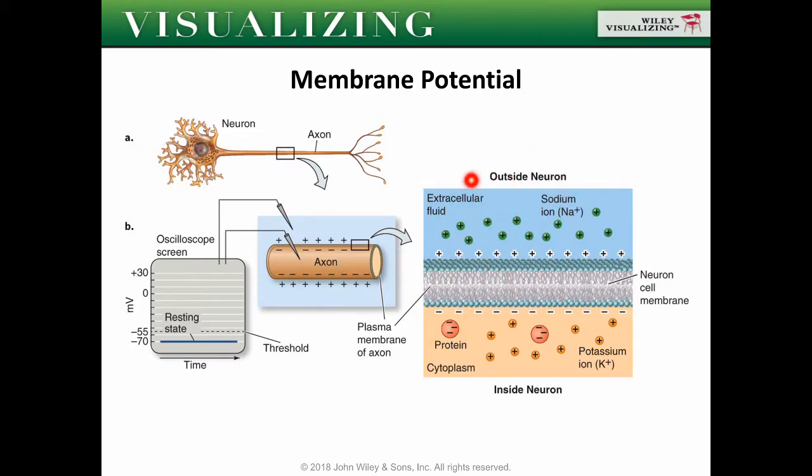You have an excess of positive charge here, mostly sodium ions, and then you have your negatively charged intracellular side. So this is the cytoplasmic side, and this is your cell membrane. This is the hydrophobic part, so the ions cannot easily pass through here. Now, this is just one region of your axon, for instance.